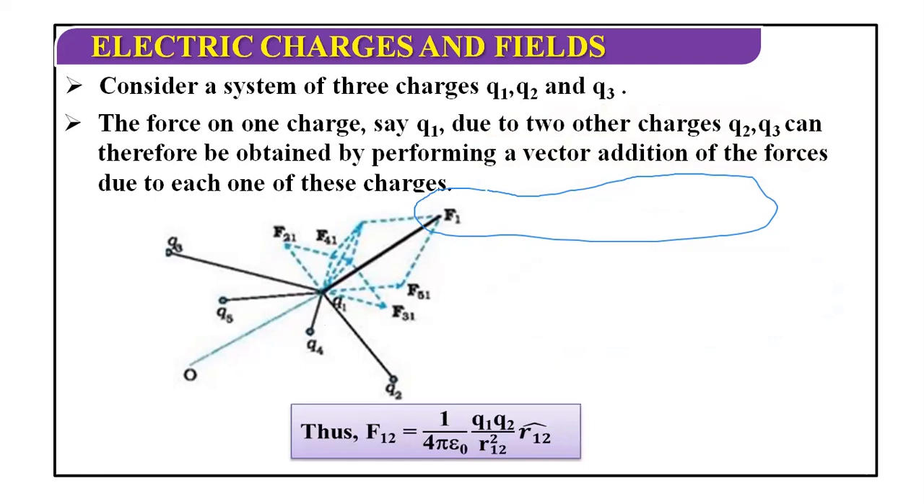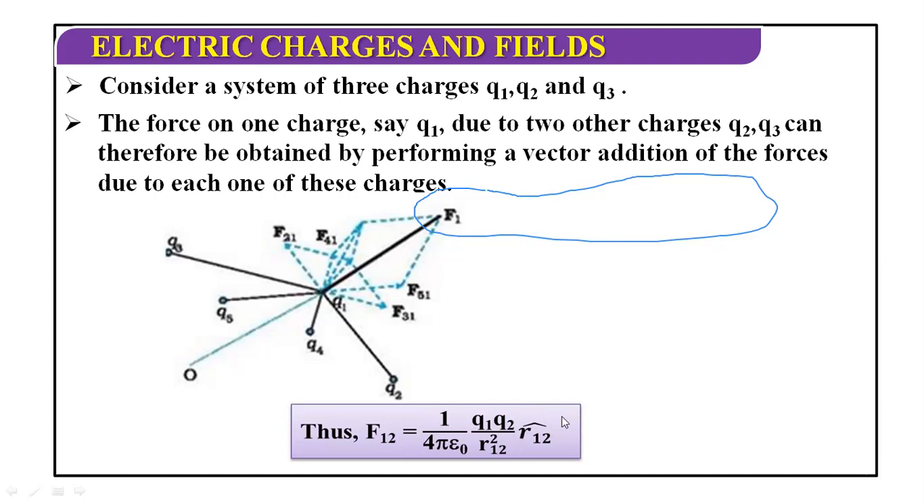Now, in this case, F12 can be written as F12 is equal to 1 upon 4 pi epsilon naught Q1 Q2, because we want the force on 1 due to 2, so we are taking Q1 and Q2 as the two charges, and the distance between them R12 square, and this is the unit vector. Unit vector means from 1 to 2, because we are taking the vector method. So the left hand side is a vector, so the right hand side is also a vector. So force on 1 due to 2 can be written as 1 upon 4 pi epsilon naught Q1 Q2 upon R12 square, with R12 as unit vector.